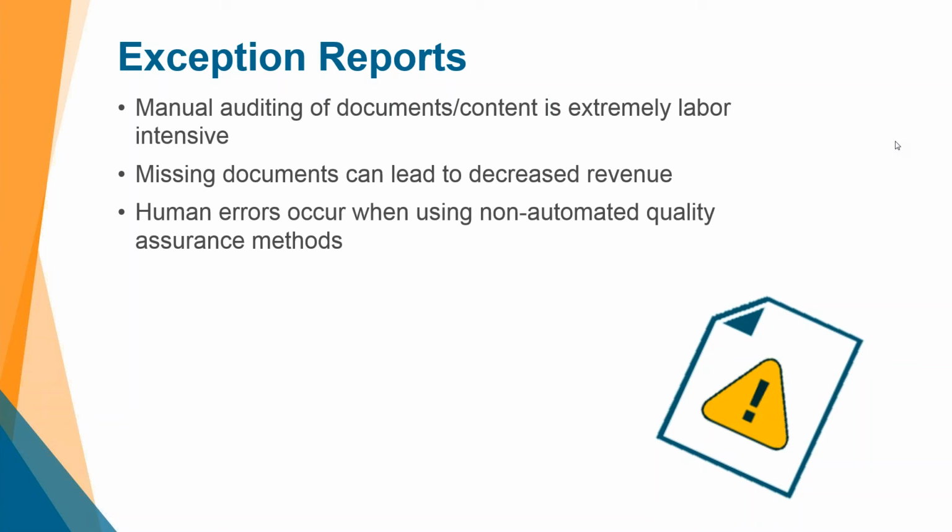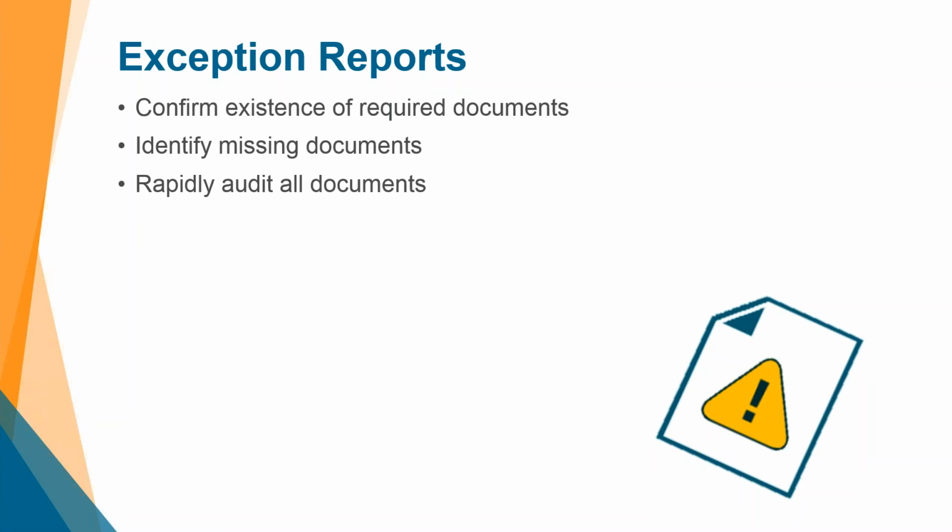Another reason for these: human errors occur with non-automated quality assurance methods. Obviously, as humans, we make errors, and an exception report will identify when one has been made, and correcting those as quickly as possible is what keeps processes going.